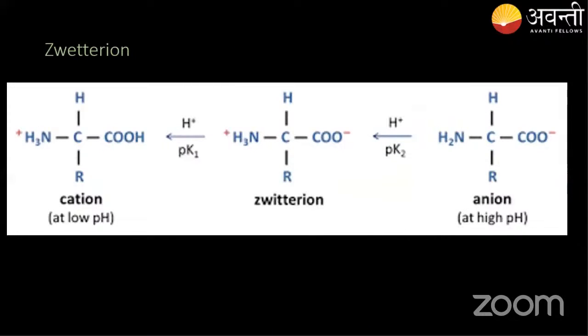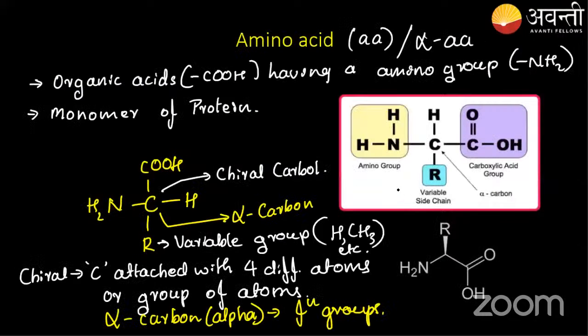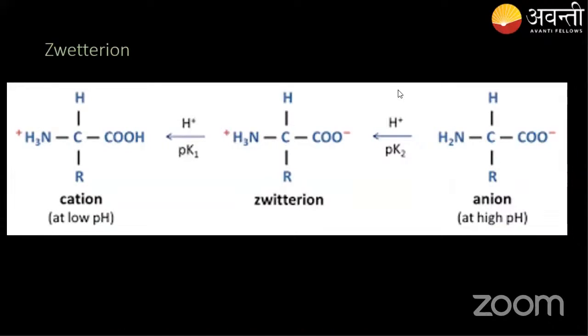So what happens in this particular structure? It has both a carboxylic and an amine group, right? The carboxylic group, as you already know, is the acidic group, and the amine group is the basic group. So the NH2 gains a proton and shows a positive charge, and it acts as a cation at low pH. But at high pH, the amine is retained, but the COOH loses a proton and forms an anion.